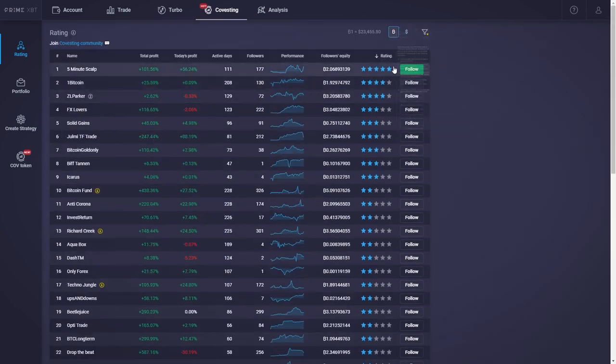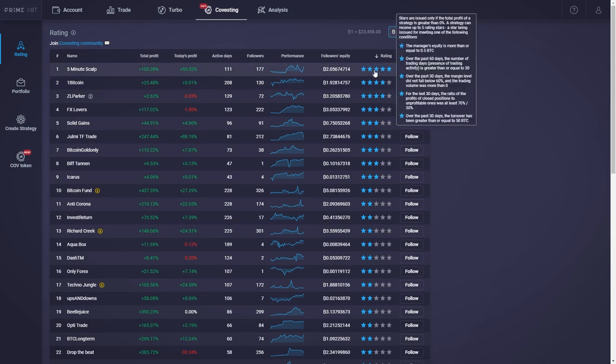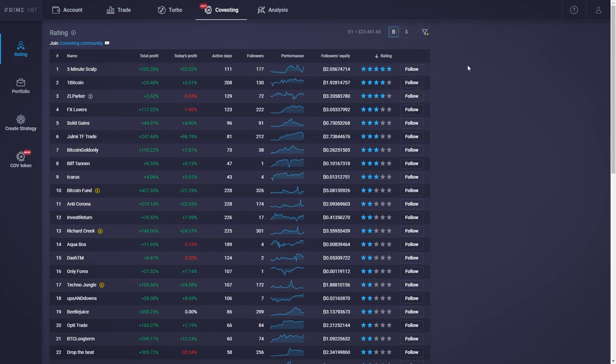But as I said, I would not really pay attention to only one metric. As I said, I would also pay attention to the active days and also to the total profit. So right now here we can see the trader 5-minute scalps. He has 100% in the profit in the last 111 days, and he also has 5 stars on his trading strategy.